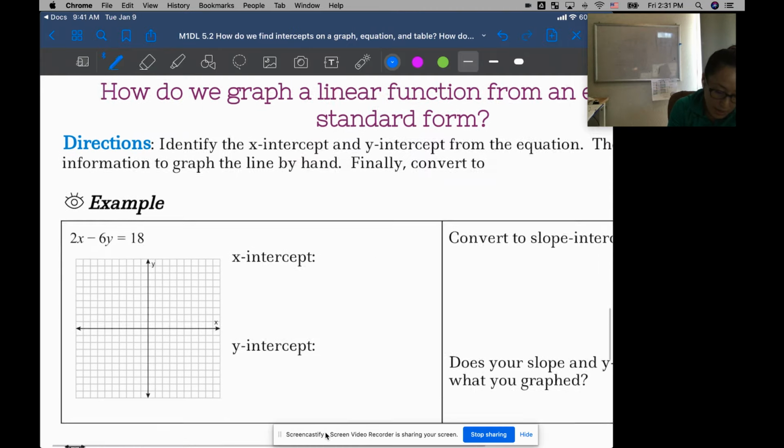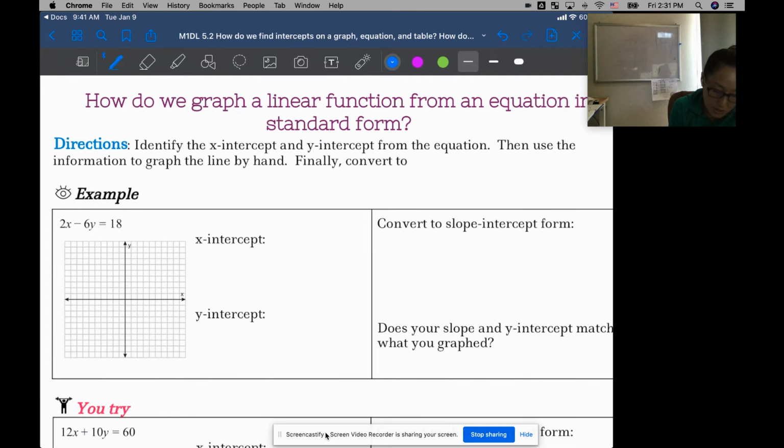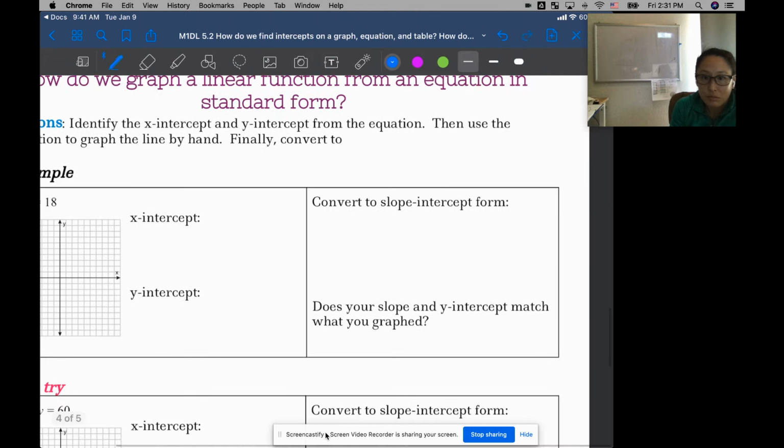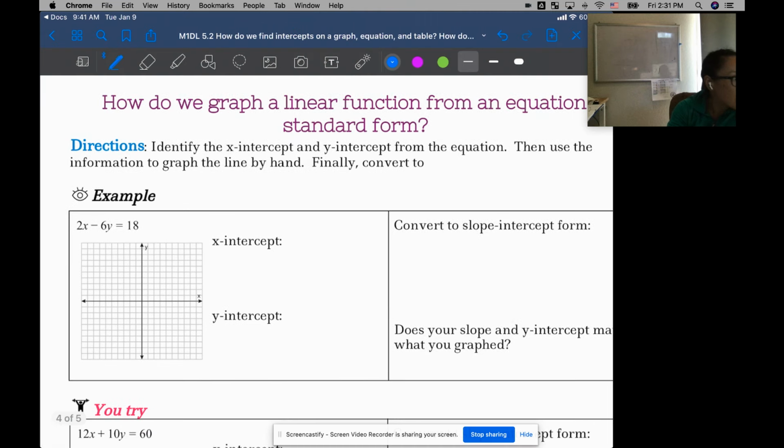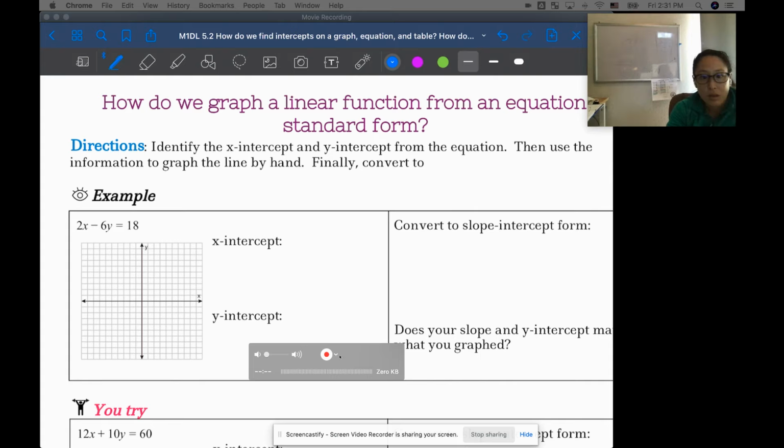All right, so how do we graph a function from standard form? Well, we have to use our x-intercepts, okay? So first, we're going to... I'm just going to check something, make sure we're all good. Okay, we're going to stop there for right now.